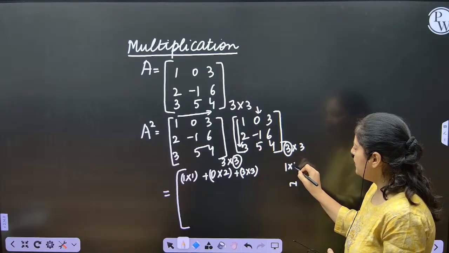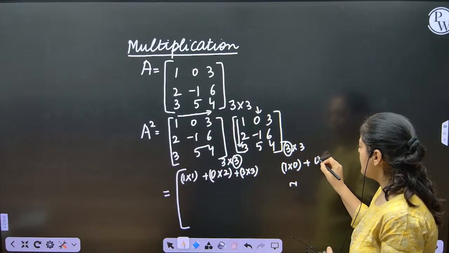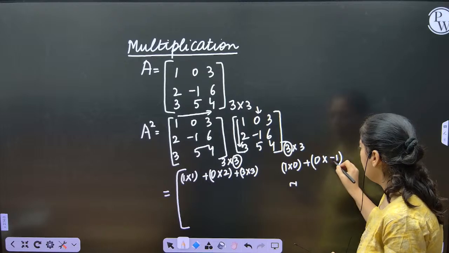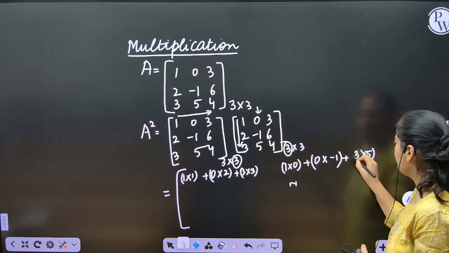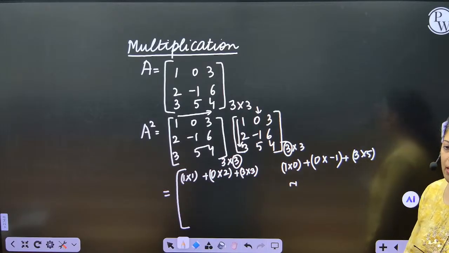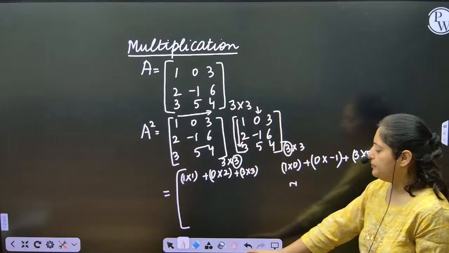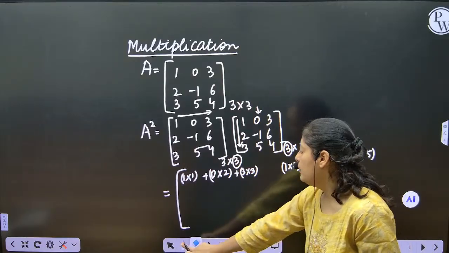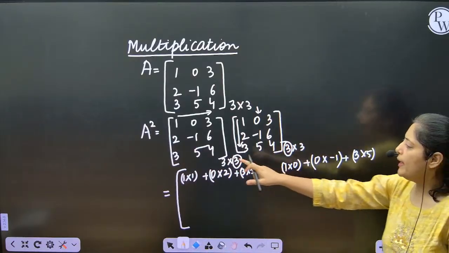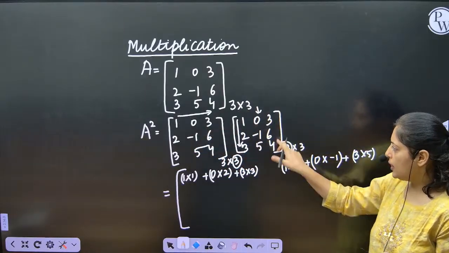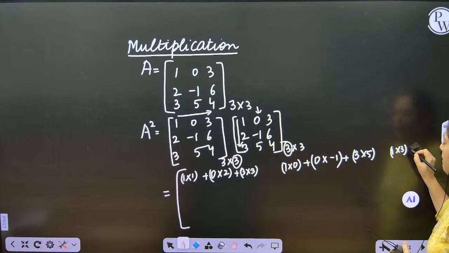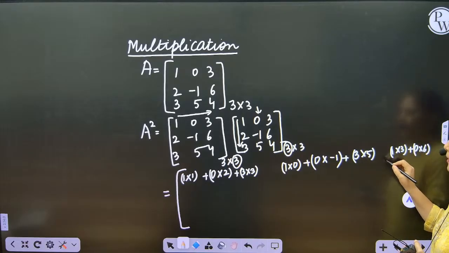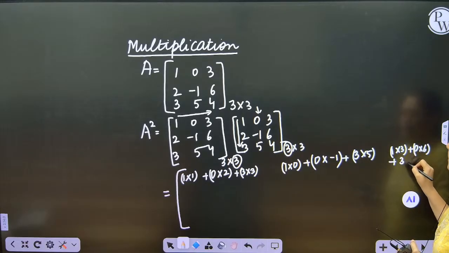Now the first row will be multiplied with the second column. So 1 into 0 plus 0 into minus 1 plus 3 into 5. This will be the second element we'll get here. Okay, now third element, how will we get it? First row, third column. So 1 into 3 plus 0 into 6 plus 3 into 4.